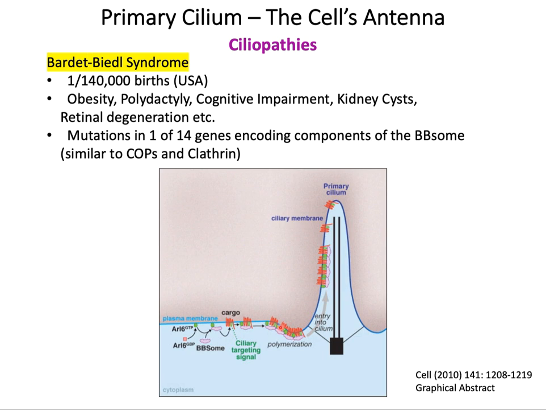So you can imagine if you have a mutation in one of these genes that encode the components of the BBsome, and the BBsome is non-functional, what will happen is that you will not get the delivery of these receptors to these primary cilia, and these primary cilia will be non-functional. So I think it's clear now why the Bardet-Biedl syndrome is so severe, because the BBsome functions in so many different tissues. For example, in the kidney, in the eye, in the ear, practically every tissue in the body relies on the BBsome for delivery of specific receptors to the primary cilium.